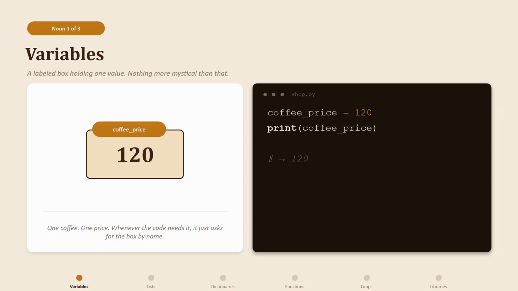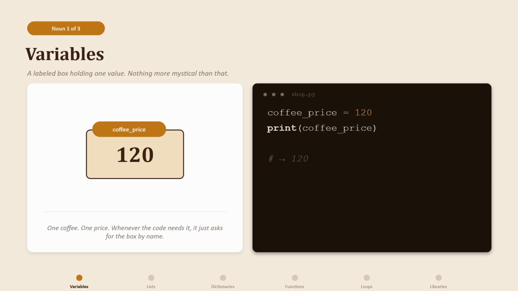Initially, we might have seen A is equal to 1, B is equal to 2, C is equal to A plus B, that is 1 plus 2 is equal to 3. In this, A, B, C are the variables, and 1, 2, 3 are the values these variables are holding. In a similar way, one box of coffee price is labeled neatly, and inside the value is 120 rupees. Whenever the code needs it, it just asks for the box by name. Now in this print, we are printing the coffee price. It is asking the box, what is the coffee price? It is showing 120 rupees.